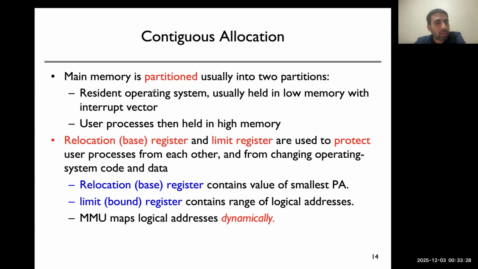So in contiguous allocation, as I said, we partition the main memory into two partitions. One is reserved for the operating system, and the remaining is used to hold the user level processes. Again, the relocation register, the base register, and the limit register are loaded with values depending upon where the operating system wants to load a process in the free memory and what the size of the process is. And these two registers together are used to protect the user processes from each other.